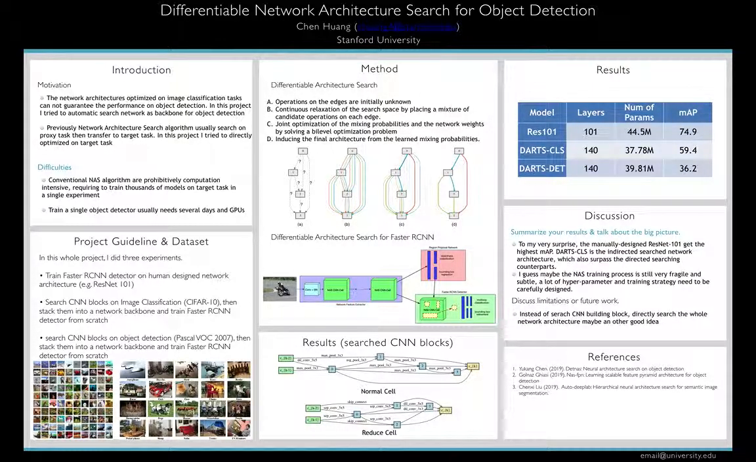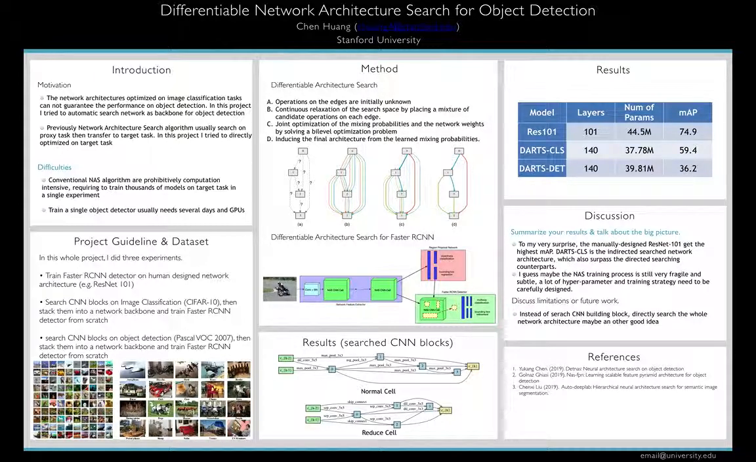In this paper, they use continuous relaxation on the search space by replacing each edge with a mixture of candidate operations. So each edge is a combination of different types of operations. The candidate types here are 3 by 3 convolution, 3 by 3 separable convolution, 3 by 3 max pooling, 3 by 3 average pooling, identity, and zero. Zero means there's no connection between this node and the previous node.